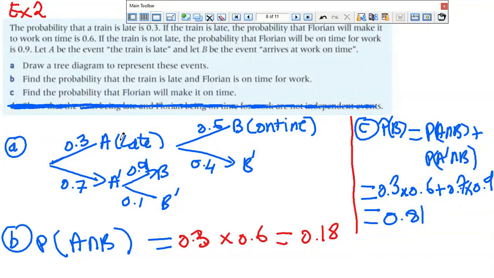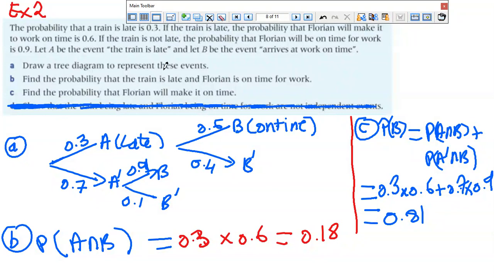So if the train is late, I'm here to be on time, it's 0.6. It means I'm not on time, it's 0.4. And then they said if the train is not late, so I'm standing here now, the probability that Florin will make it on time is 0.9. It means not on time is, sorry, 0.1.